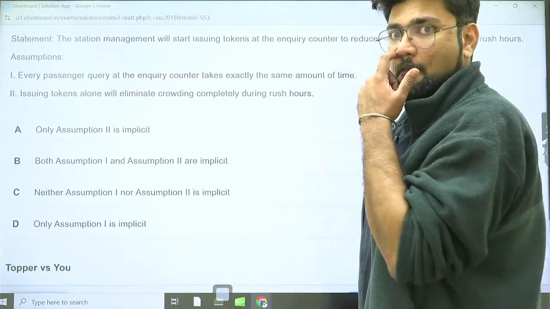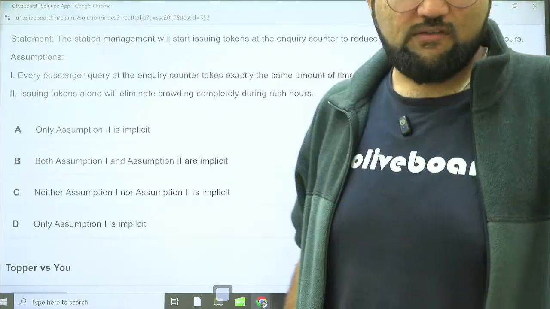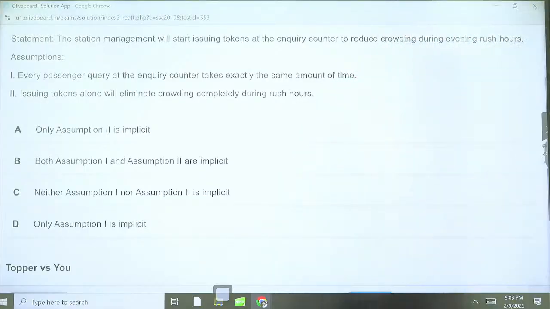Statement assumption. I'll just move out of the frame so that it is clearly visible to all of you what is being written there. The statement says the station management will start issuing tokens at the inquiry counter to reduce crowding during evening rush hours. Assumptions have been given. Please strictly do not read the assumptions as conclusions.